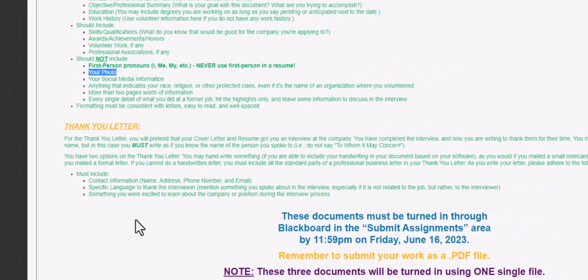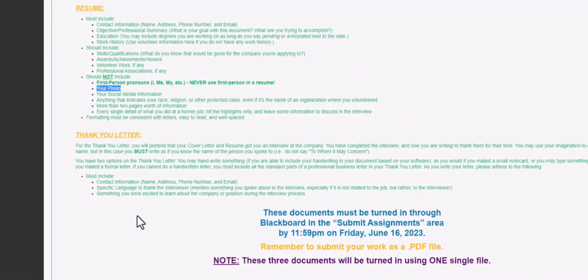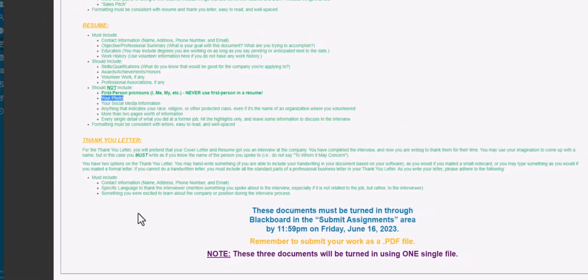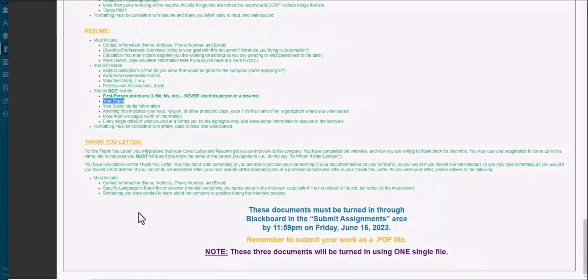It is merely a thank you card for taking the time out of their day to talk to you about the possibility of joining their company.